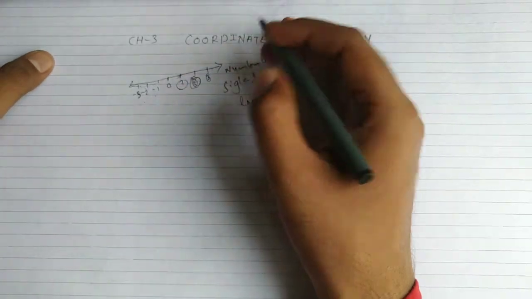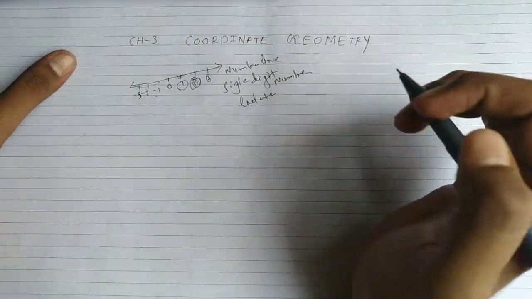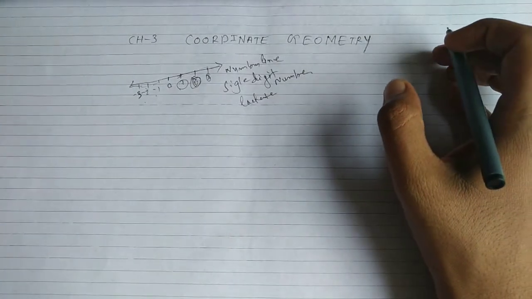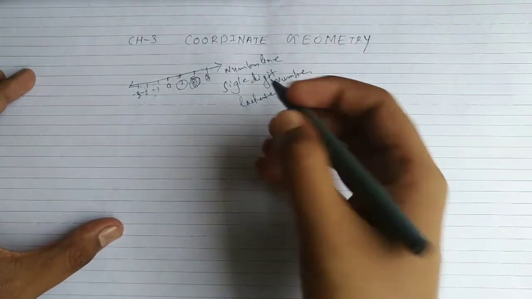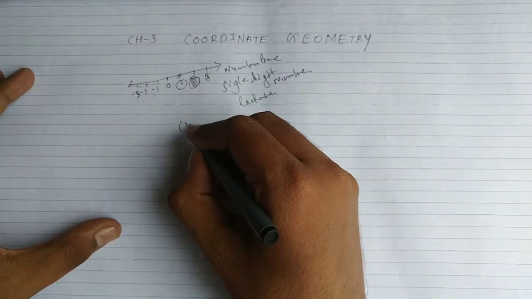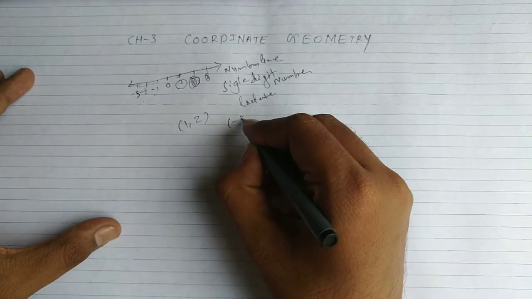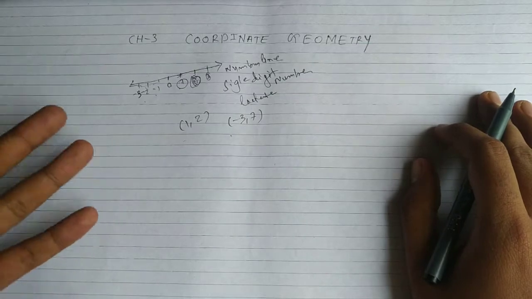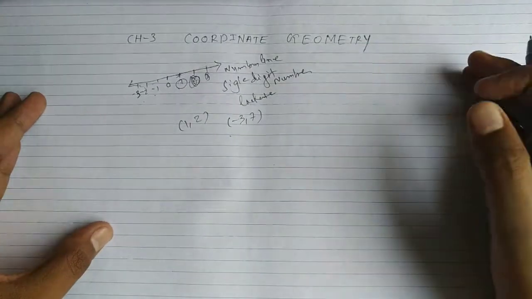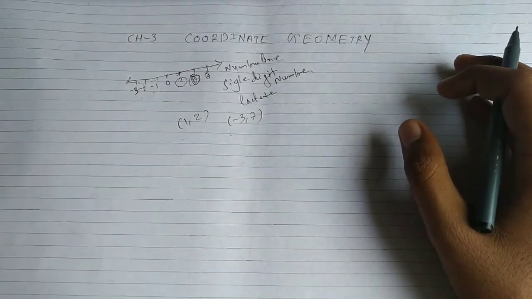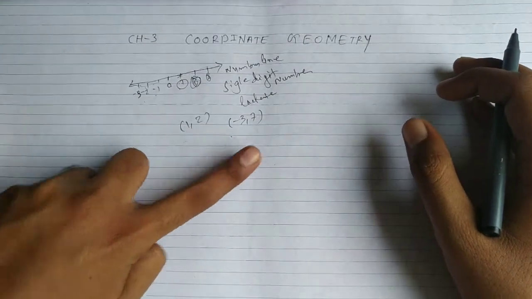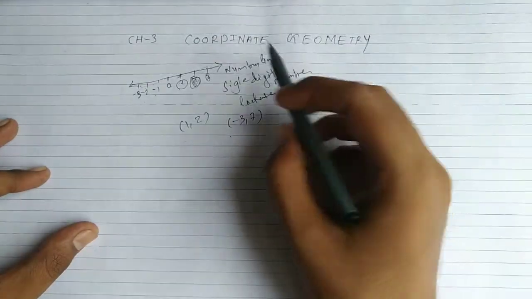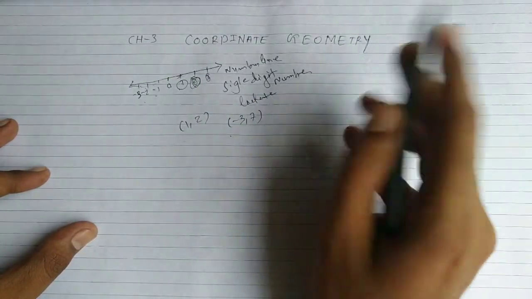1, 2, 3, -1, -2, -3 are single points, but we have to learn about the proper position of any point, which is the coordinate. Suppose the coordinate is (1, 2) or (-3, 7). This is the coordinate. We have to find the proper location of the coordinate, the location of (1, 2) and (-3, 7). So we should now learn about coordinate geometry.